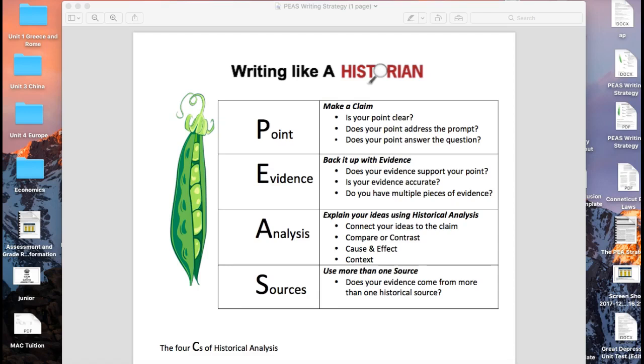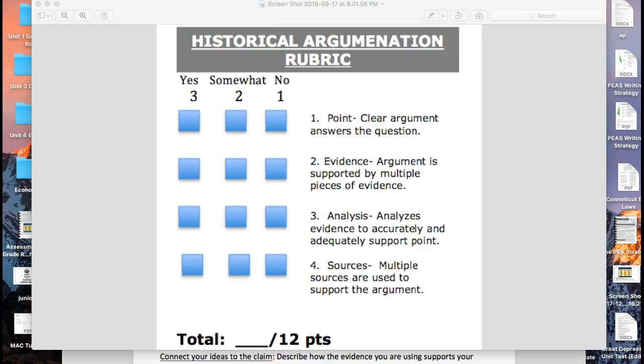Each historical argument assignment will be graded based on a rubric that is centered around the PEAS strategy. Please pay close attention to the PEAS strategy handout and make sure that each element of the PEAS historical analysis writing prompt is used in your argument. This is the historical argumentation rubric that will be used to grade your historical argument assignments.